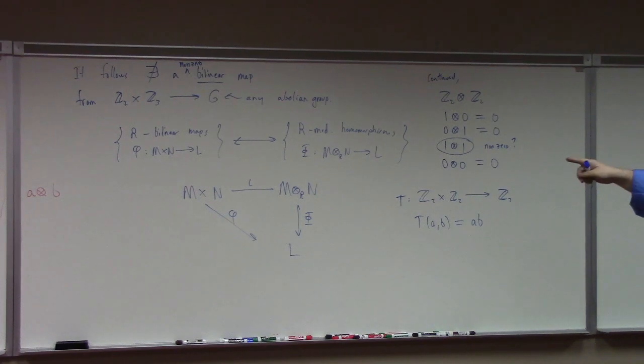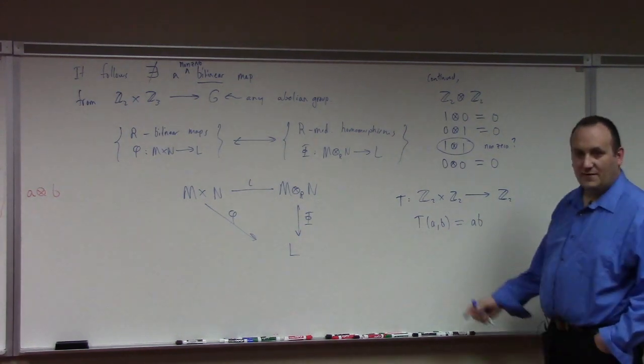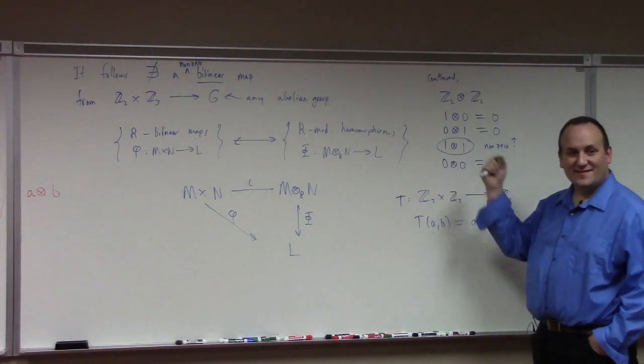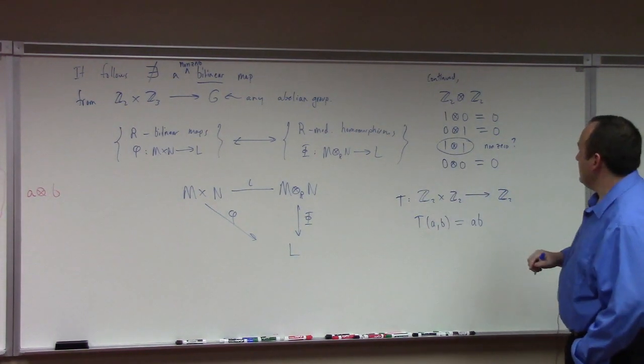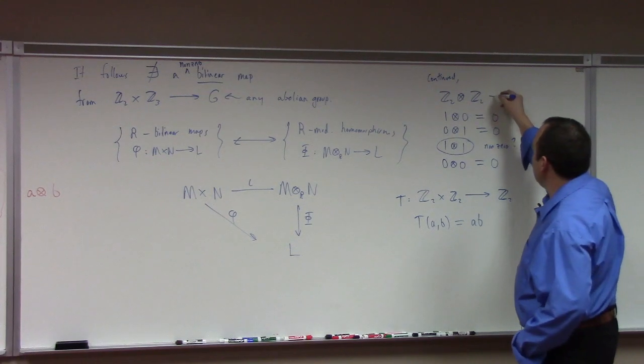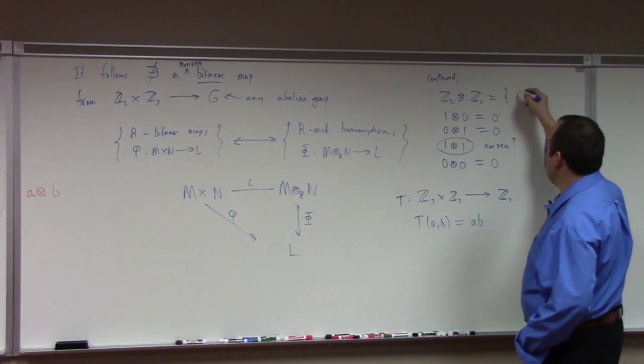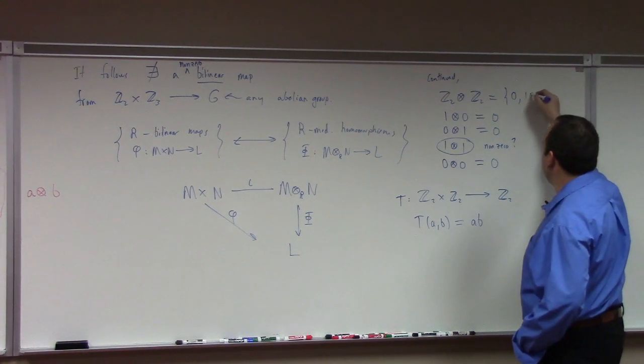So there exists a non-trivial Z2 bilinear map, therefore M tensor N, in this case Z2 tensor Z2, can't just be 0, and there you have it. That is a very sneaky, indirect way of arguing that this is non-zero, but there it is. And so what do we have? This basically has 2 things in it. It has 0, and it has 1 tensor 1.